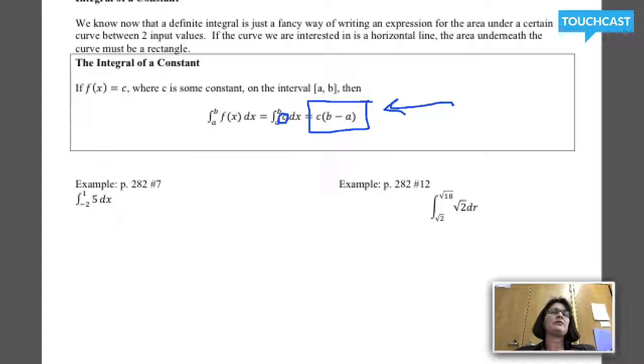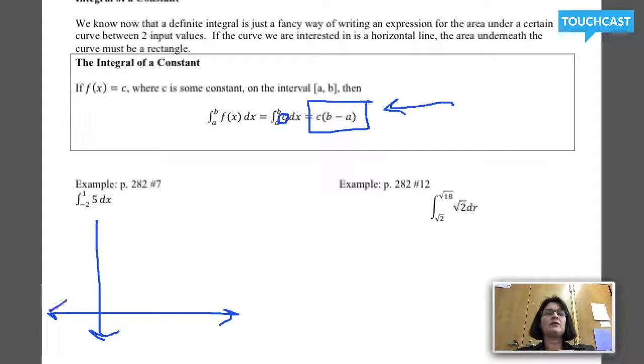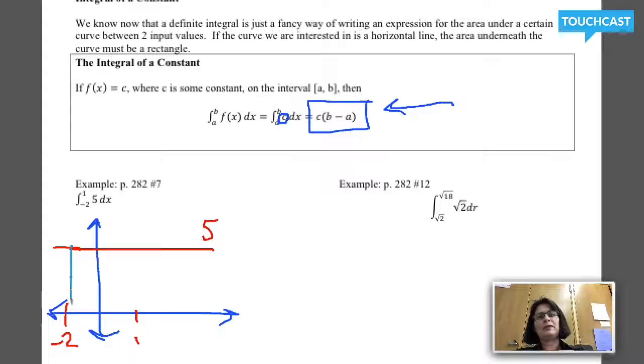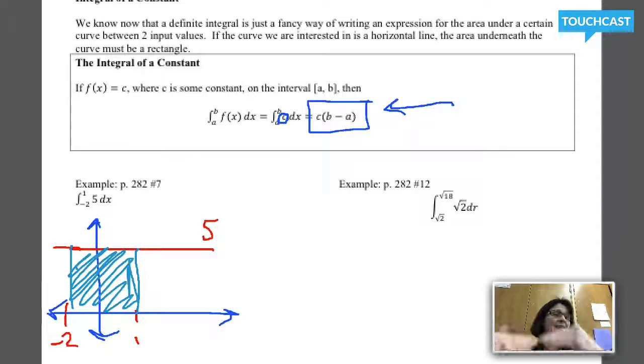This says the integral from -2 to 1 of 5. So I'm going to imagine what that looks like. Here is a graph. I'm going to graph the constant function 5. Well, that's easy. That's a horizontal line at 5. I should have made it go farther back here. And I'm supposed to find the area under this curve between -2 and 1. So if I try to color that in, between -2 and +1, the area under the curve, the area between the 5 curve and the x-axis.